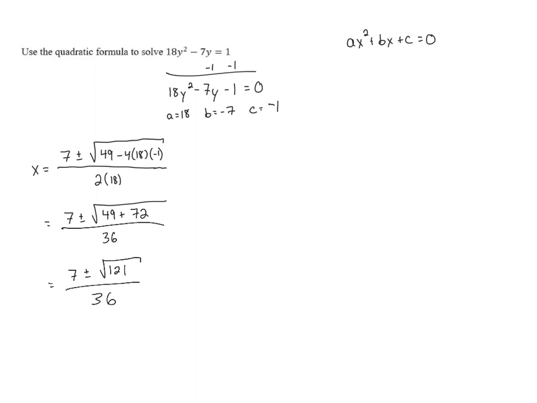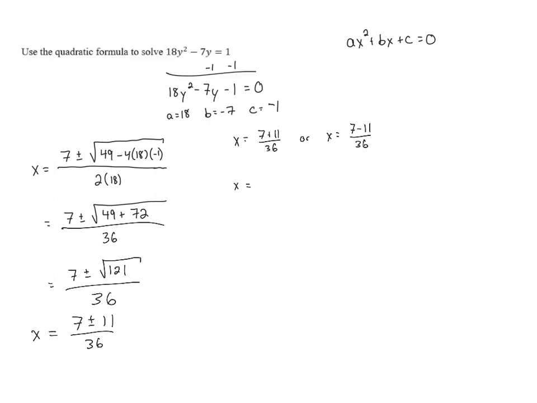So we've got 7 plus or minus the square root of 121 over 36. And the square root of 121 is 11. So we end up with x equals 7 plus or minus 11 over 36. And what we're going to do is look at those two solutions separately. X equals 7 plus 11 over 36, or x equals 7 minus 11 over 36. We're separating them out so we can do the arithmetic and simplify each of them on their own.